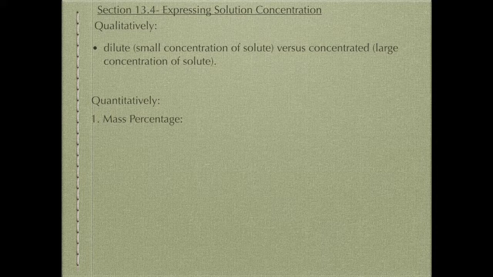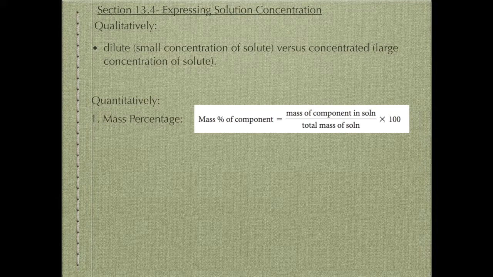The first one is mass percent. Mass percent of a component is simply the mass of the component divided by the total mass of the solution. And then to get the proper percent, you just have to multiply by 100. So for example, if I say that my solution is a 5% concentrated solution of copper sulfate, what that tells me is I have 5 grams of copper sulfate for every 100 grams of my solution.